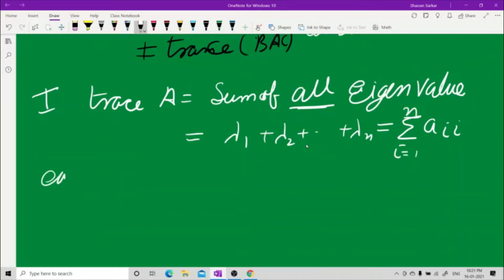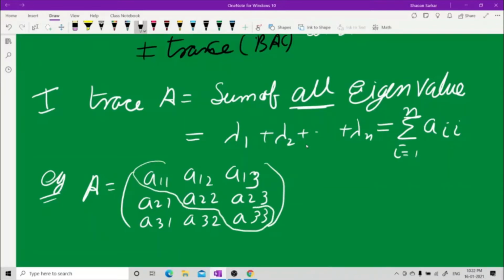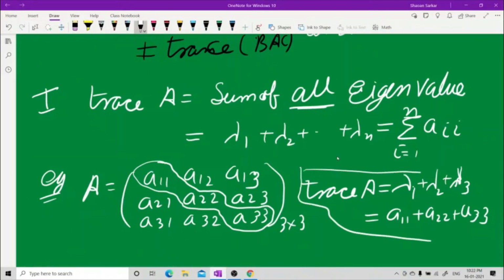I'll give you an example to understand this. Let's take A equal to the matrix with rows A11, A12, A13; A21, A22, A23; and A31, A32, A33. So the principal diagonal elements are these. Trace of this matrix A is equal to, there will be three eigenvalues because it is 3 cross 3, lambda 1 plus lambda 2 plus lambda 3, and this will be equal to A11 plus A22 plus A33. Do not make a mistake, caution, I'll write down the caution. This is a very, very important concept, and this is the actual concept, the total concept for n type.